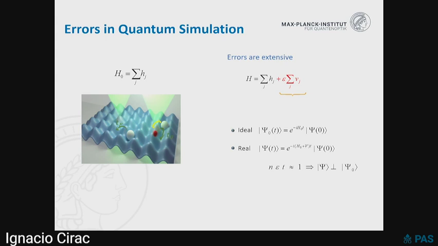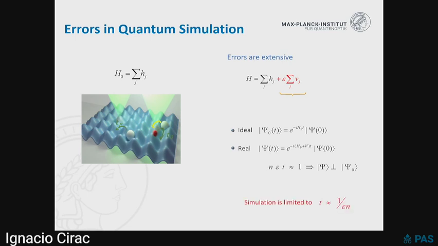And if you talk to computer scientists, they tell you, and they have told me, that it's impossible that quantum simulation will ever work, because after a time of order 1 over n, the state that you have will be orthogonal to the ideal one, and therefore you'll have a completely different state.